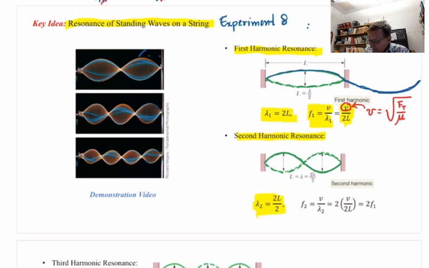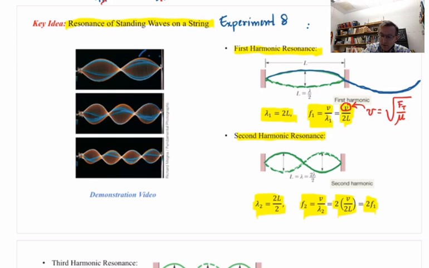And the frequency F2 is V over lambda 2. But plug in the lambda 2, 2L over 2, but write it like that: 2 times V over 2L. But V over 2L was F1, the frequency of the first harmonic. So the frequency of the second harmonic is just twice the frequency of the first harmonic. That's a nice little pattern, isn't it? So that second harmonic will oscillate at twice the frequency of the first and half the wavelength.